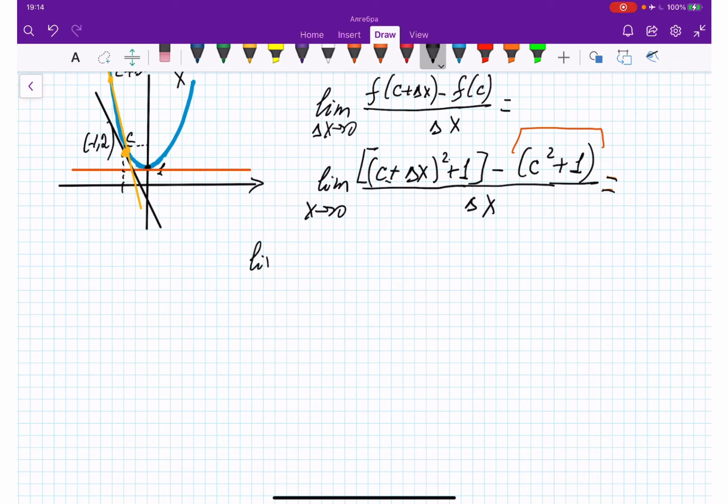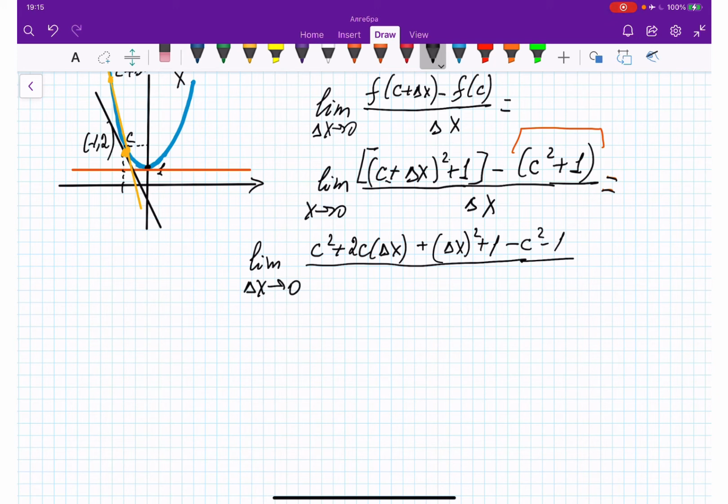limit delta x approaches 0, and we are getting c squared plus 2c delta x plus delta x squared plus 1 minus c squared minus 1, and we divide by delta x. Okay. Using some algebra here, and we are getting 2c delta x plus delta x squared.